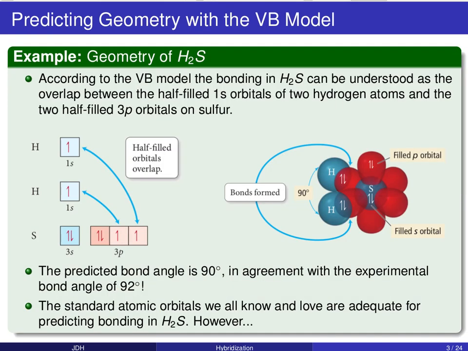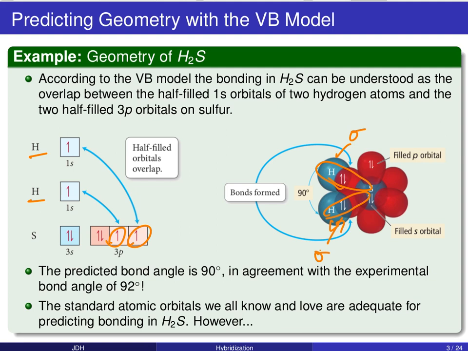We saw previously that this simple bonding model right off the bat has a number of successes. One of the successes is, for example, predicting the bonding arrangement geometry in H2S. We've got two hydrogens and one sulfur atom, and that sulfur atom has two half-filled p orbitals, and there are two half-filled 1s orbitals, one from each of the two hydrogen atoms. Those orbitals can come together and form sigma bonds, so two sigma bonds. We have one sigma bond here and another sigma bond here.